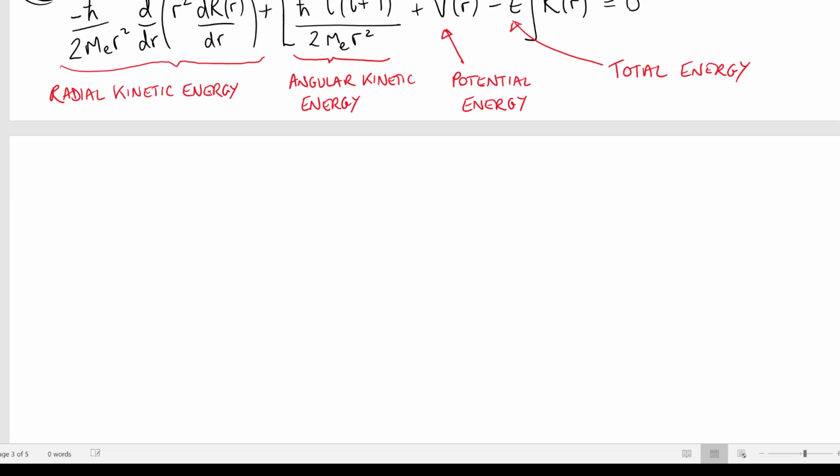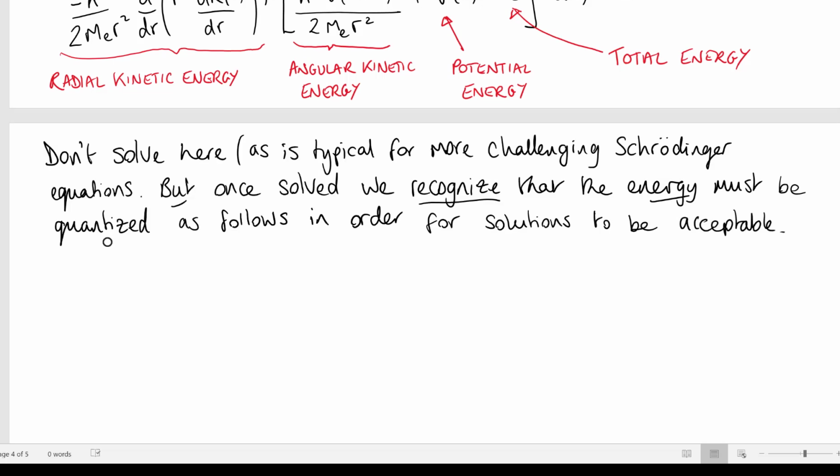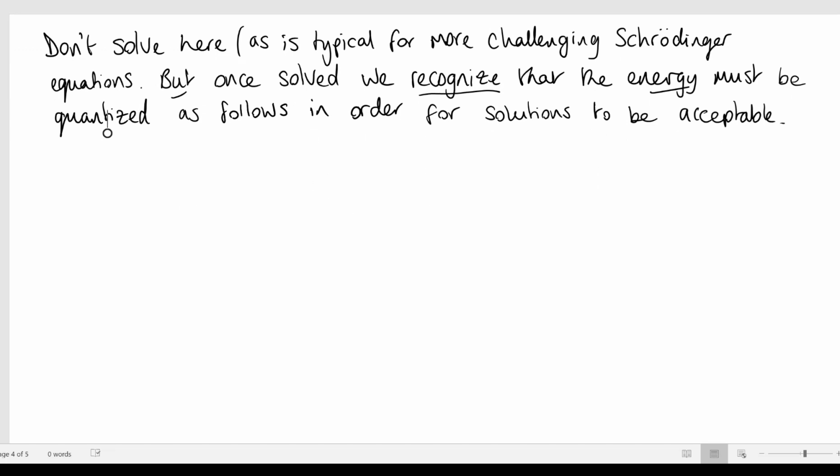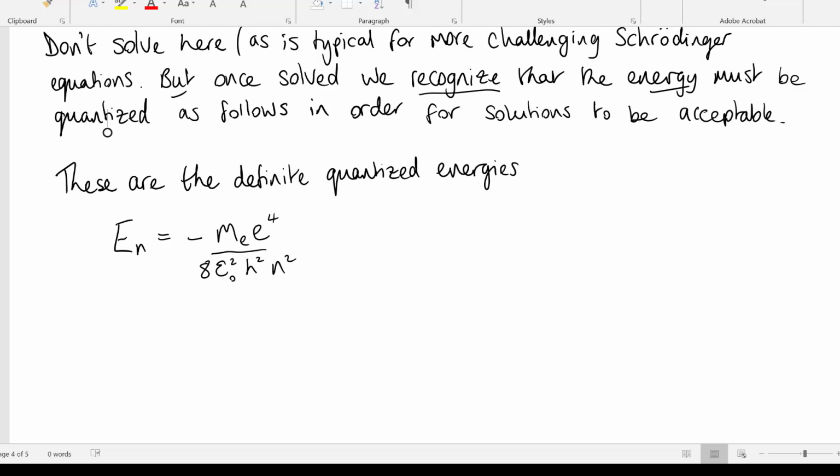As with all of our more challenging Schrodinger equations, we don't go through the solution in class. But once we solve these Schrodinger equations, we recognize that we have an eigenvalue equation. We recognize that the energy must be quantized in order for the solutions to be acceptable. So these are the definite quantized energies. E sub n is equal to minus m sub e, e to the 4th over 8 epsilon naught squared h squared n squared. We can also write that in terms of h bar. Most importantly, we recognize that n in this equation is the set of quantum numbers. These are integers from 1 through infinity.